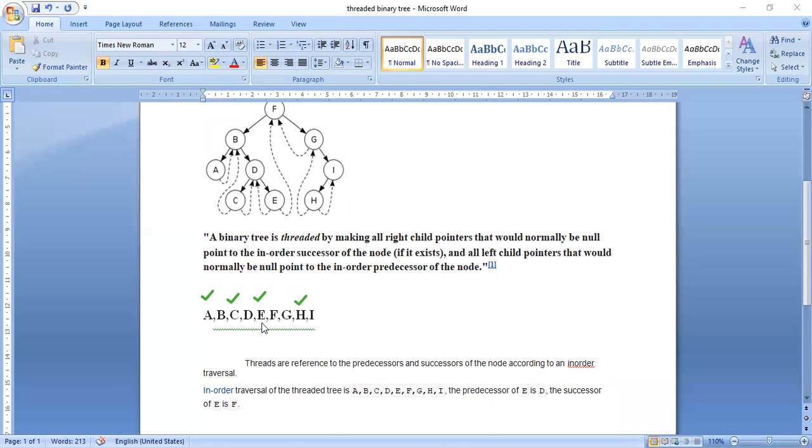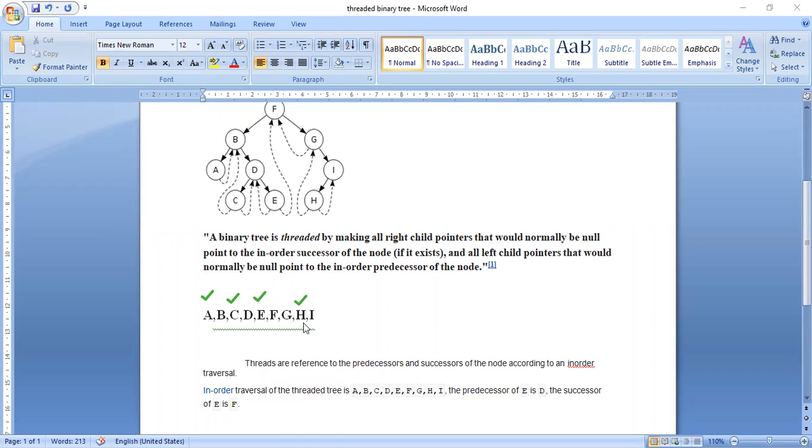Now if you take the node E, who is the predecessor? D. Who is the successor? F. So for E, the predecessor is D, and you can see the dotted line to D. The successor is F, and you can see the dotted line to F.